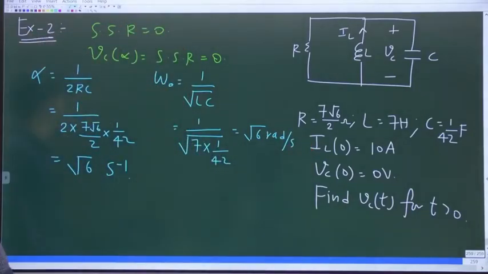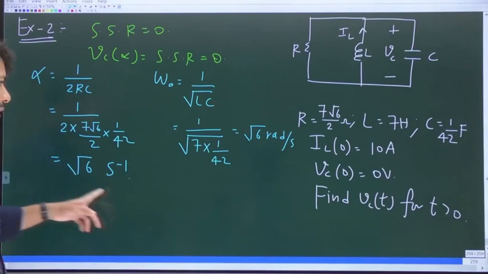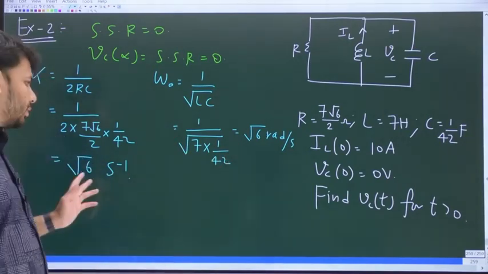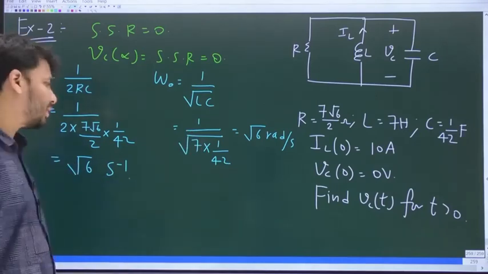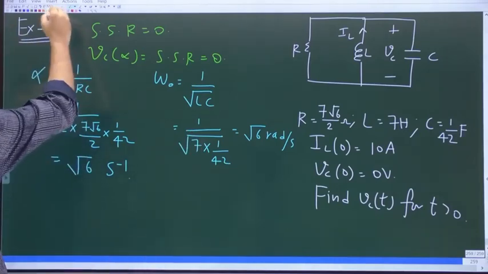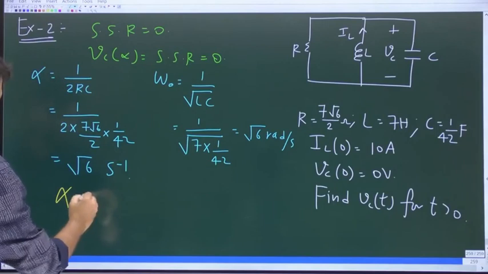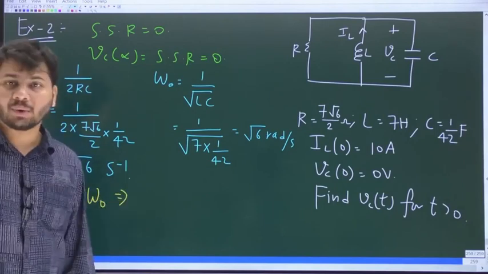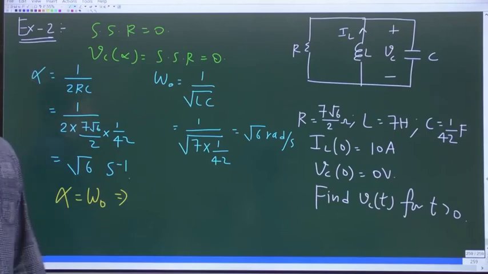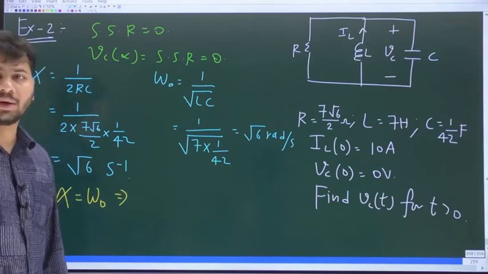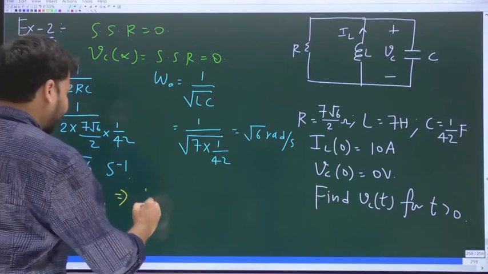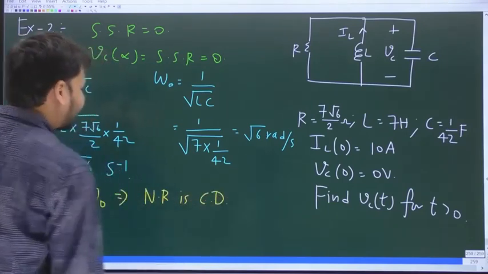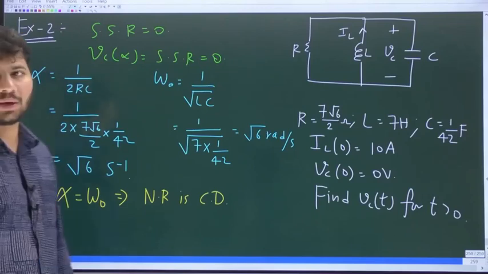Now look at the values of alpha and omega naught. Alpha is what? Root 6. Omega naught is also what? Root 6. So alpha root 6, omega naught root 6. Does it not mean alpha equal to omega naught? Whenever alpha is equal to omega naught, then the natural response is said to be critically damped. So for alpha equal to omega naught, the natural response is what? Critically damped. CD for critically damped.